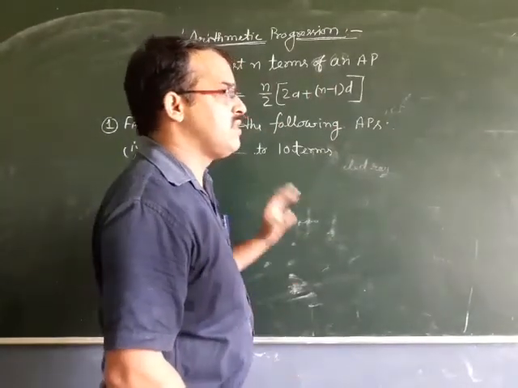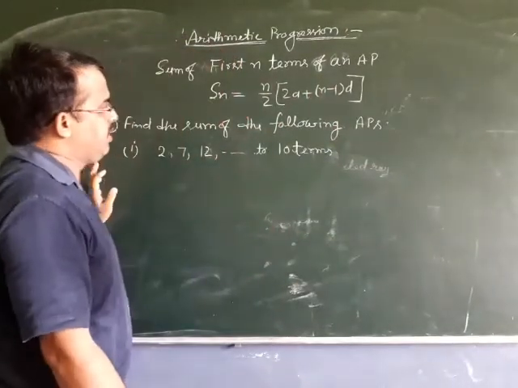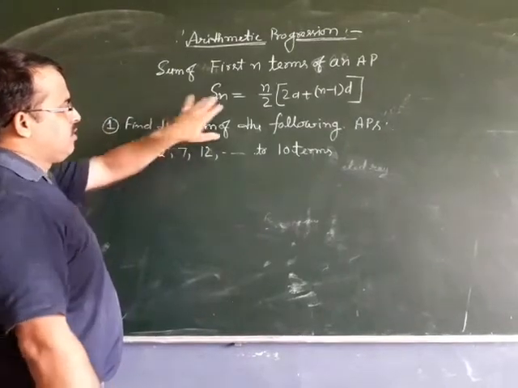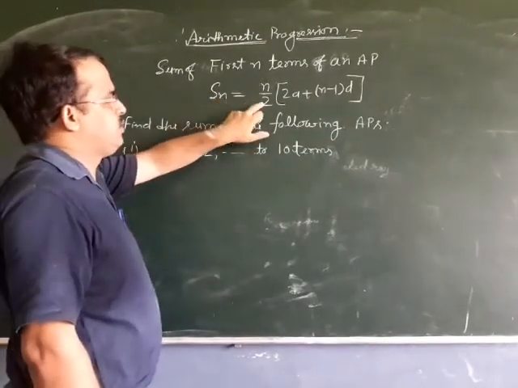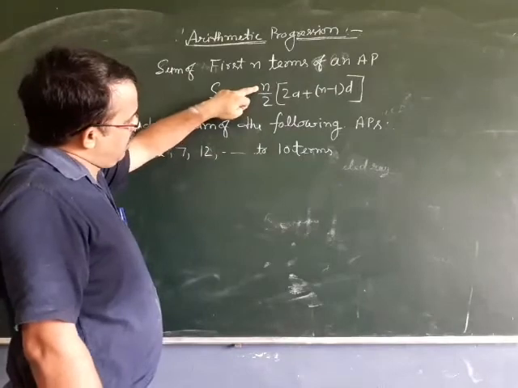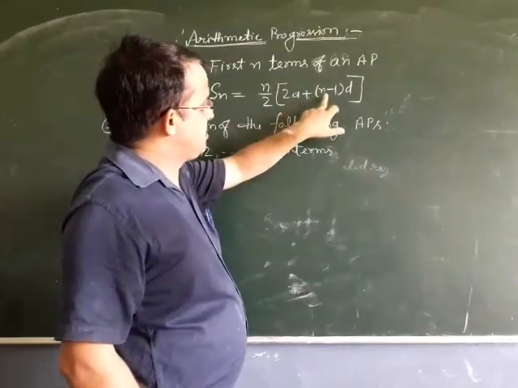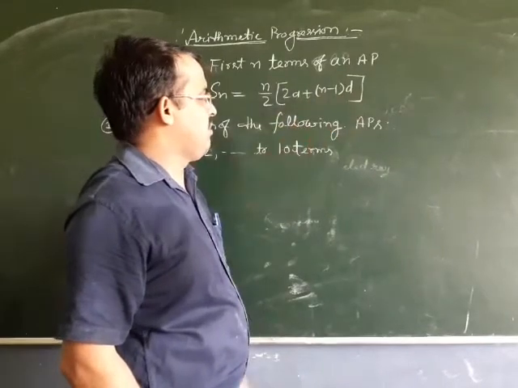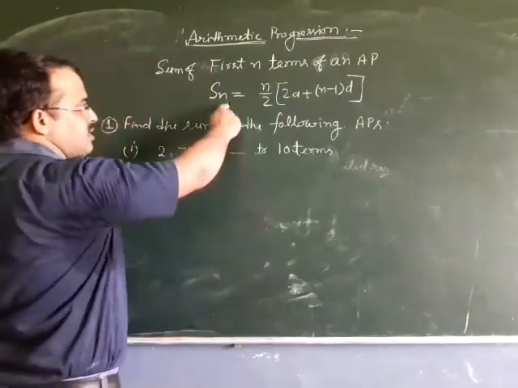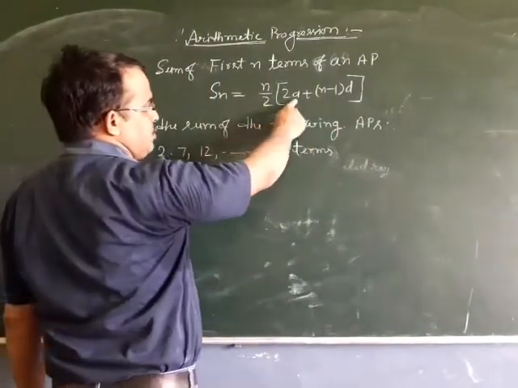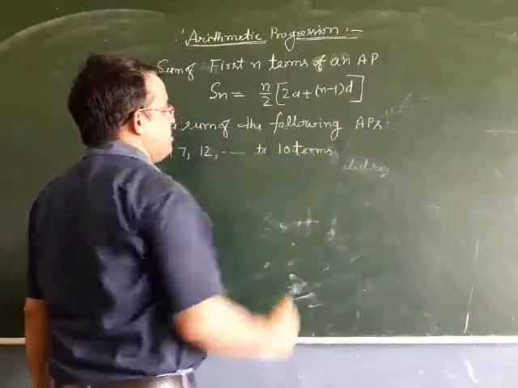Clear? So here we will find the sum of any arithmetic progression. Sn is equal to n by 2, where n is the number of terms, a is the first term, and d is the common difference. So Sn is equal to n by 2 into (2a plus (n minus 1) into d).